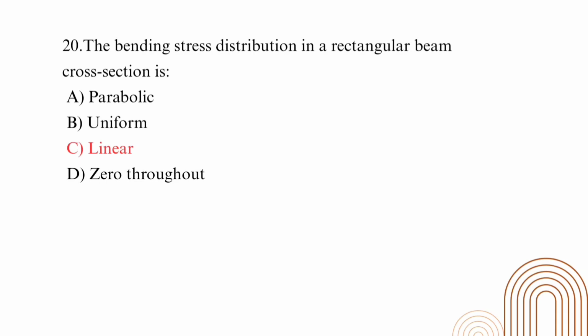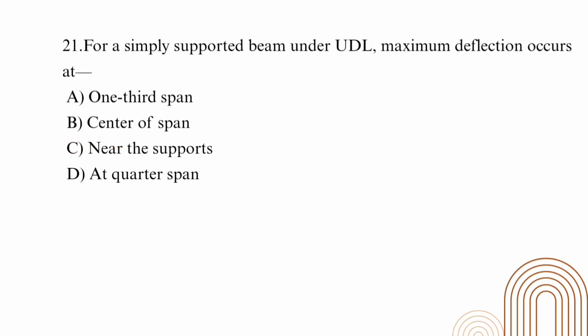Now the next is question number 21. For a simply supported beam under UDL, maximum deflection occurs at, and the options are: option A, one third of span; option B, center of span; option C, near the supports; and option D, at quarter span. And the correct answer is option B, center of span. For a simply supported beam under UDL, maximum deflection occurs at the center of span.